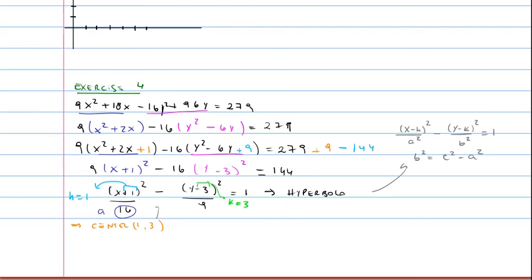This 16 is a squared, so a equals to 4. And this 9 is b squared, so b equals to 3. With this, we can say that c squared equals b squared plus a squared. This is 9 plus 16, which equals 25. And then c equals the square root of 25, which is 5.